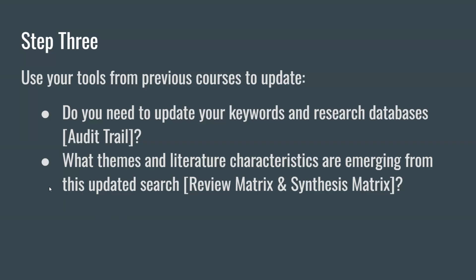Similarly, if you have new literature that you're adding or different keywords and coming up with different research articles, what themes and literature characteristics are emerging from your updated search? So this may be helpful to go to your review matrix or your synthesis matrix and make some updates to that. You do not need to resubmit your audit trail, your review matrix, or your synthesis matrix. But again, these can be really helpful tools to help you go back to your literature review and update it.